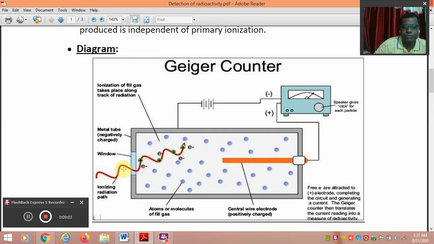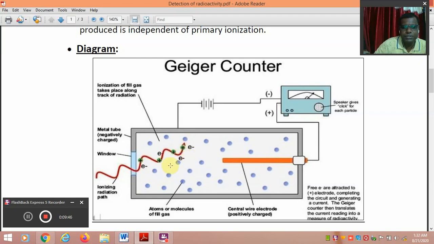Whenever these radiations enter this tube, the ionization takes place, primary ionization takes place, and this is the gate or the window for the entry of radiations emitted by the radio element. Once these radiations enter this tube through this window, generally called the mica window, definitely it is responsible for the ionization to produce the ion pairs. As I told you, these are the atoms or molecules of inert gas which is filled in this tube.